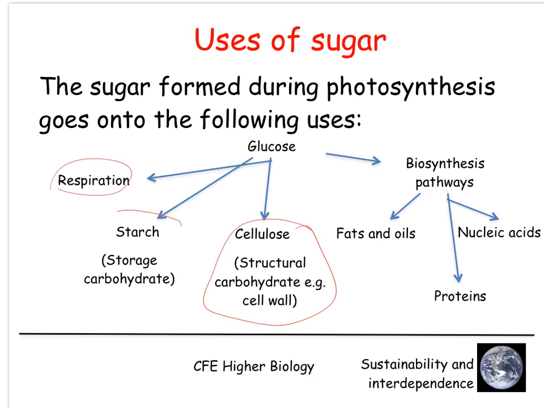Or they might be linked together in long chains and packed into spherical starch grains, such as your storage carbohydrate starch. And other molecules of carbohydrate produced by photosynthesis might be passed to other biosynthetic pathways, and these contribute to the production of various other metabolites, for example, amino acids, proteins, nucleic acids, nucleotides, fats, and oils.